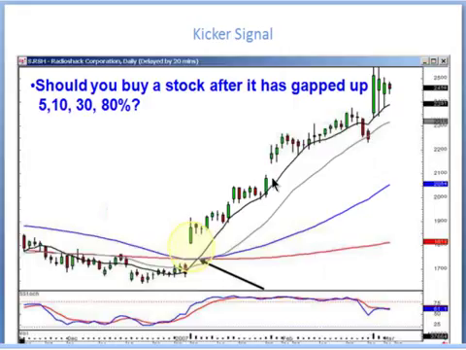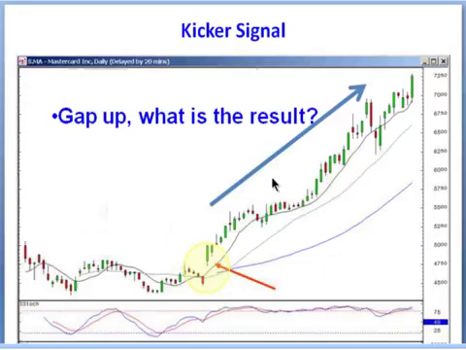So this gets the candlestick investor away from the prospect of, boy, I hate to buy a stock that's already up 5, 10, 15, 20, 40, 80%. You can be buying a kicker signal. That's the whole point of seeing a kicker signal. It doesn't matter whether this is up 10, 20, 30, 40%. It tells you there's going to be a lot more upside. Now, like any other candlestick signal, the bigger the signal, the more compelling the change of investor sentiment.